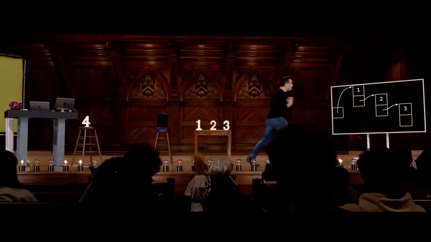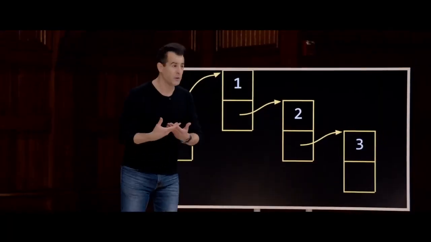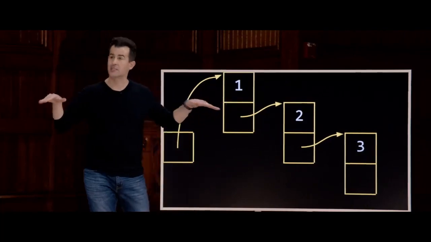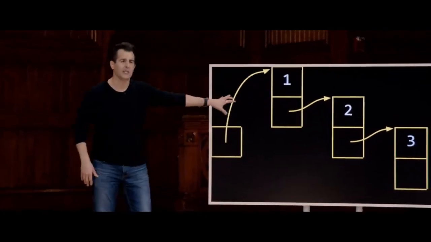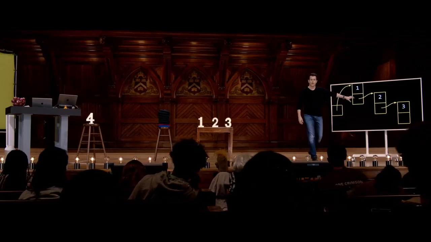All right, but as we'll start seeing even more in the coming weeks, every time we benefit and solve some problem, we pay a price. There's a trade-off. What is a downside, as you might perceive now, of using a linked list instead of an array? Yeah?